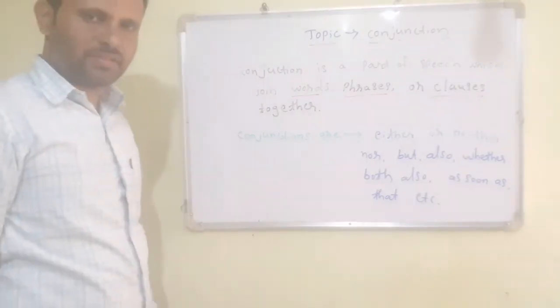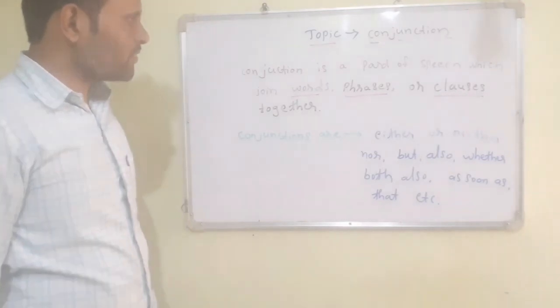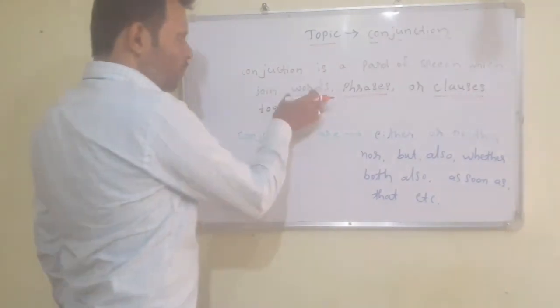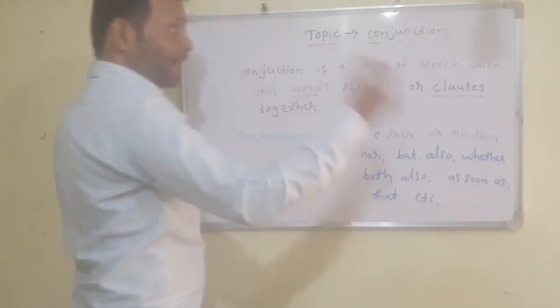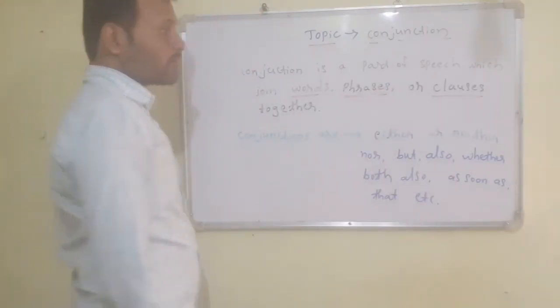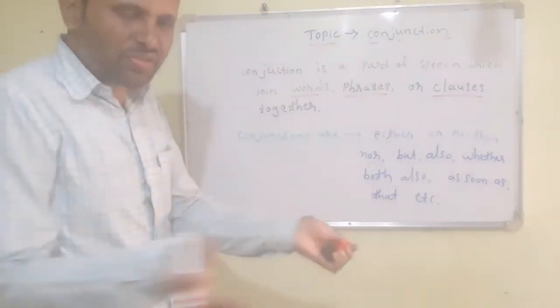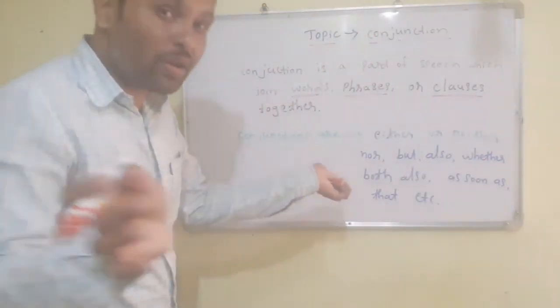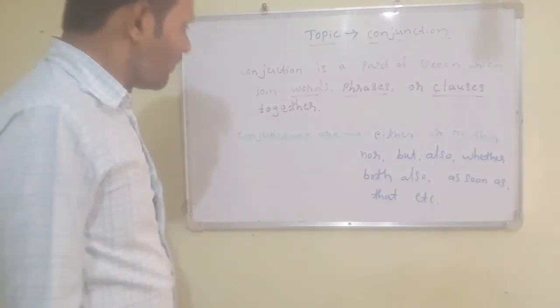Conjunctions are words, a part of speech. Conjunctions are the words which join one word to another word, or sometimes one phrase to another phrase, or sometimes one clause to another clause. What is their work? Their work is to join those clauses, those phrases, those words. This is the work of a conjunction.